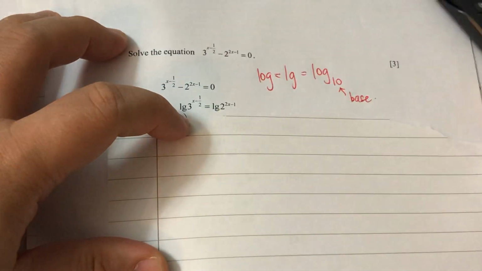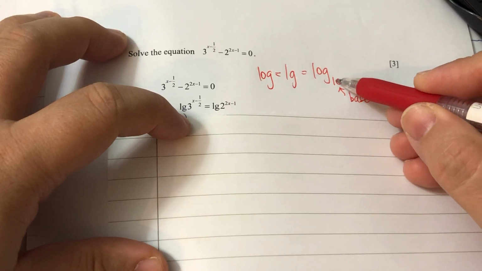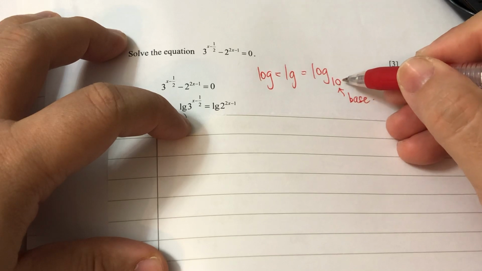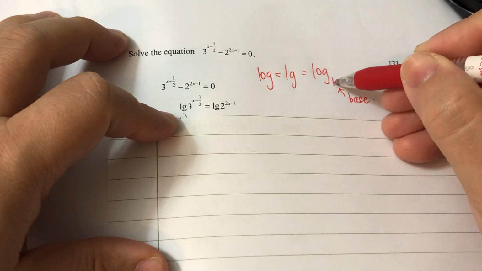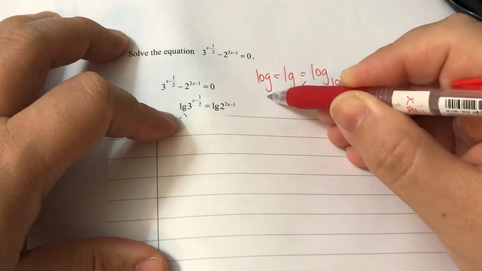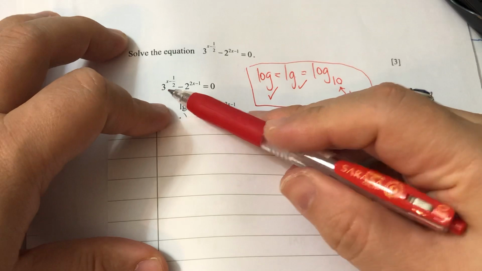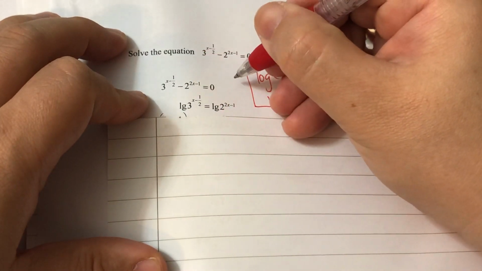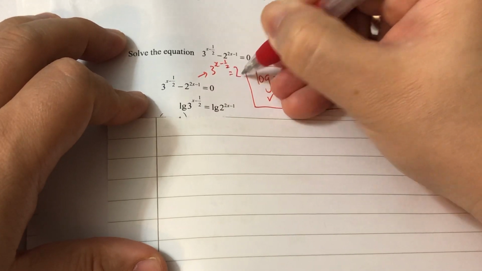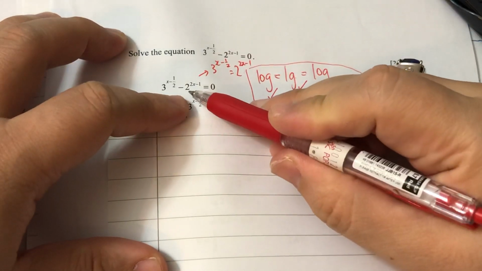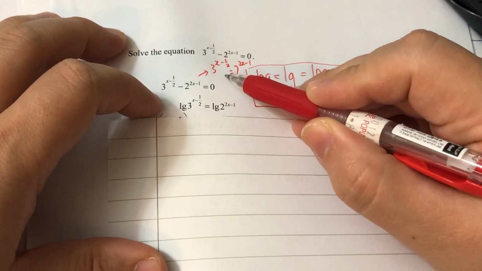Later I will teach you logarithms, but right now you just need to know that the number here is what we call the base, and the short form of log to base 10 is LG or log. So that's all you need to know for now. So I can take log on both sides, meaning after this step where I add 2 to the power of 2x minus 1 on both sides of the equation, I'll end up with this. Then I take log on both sides.